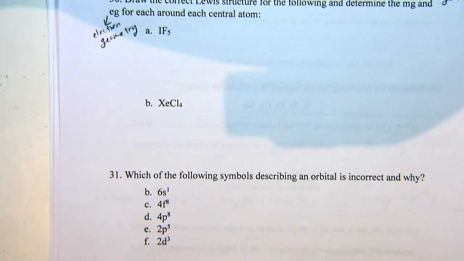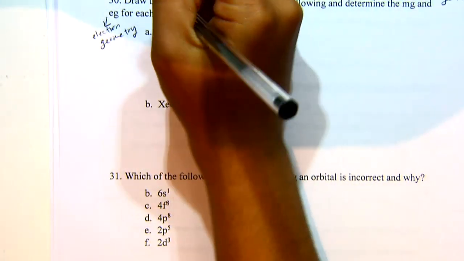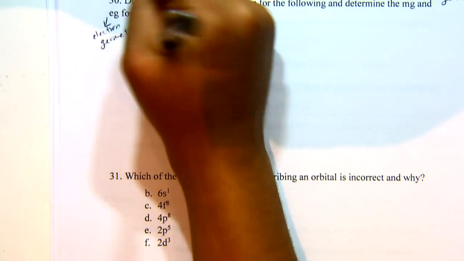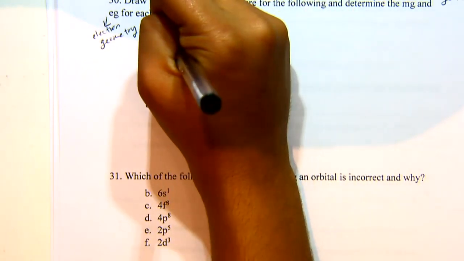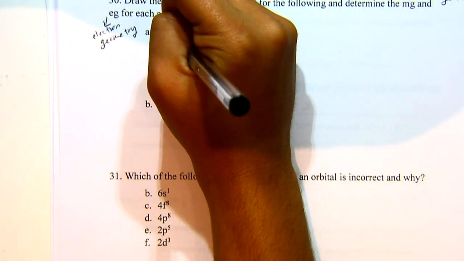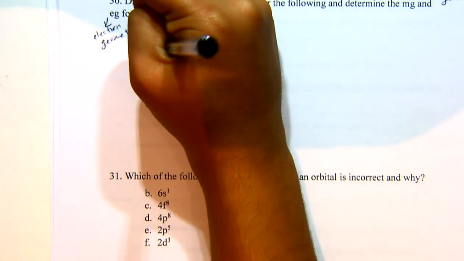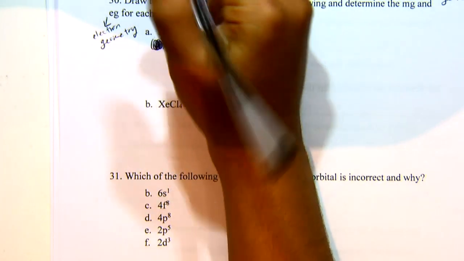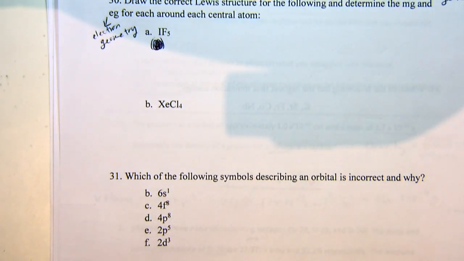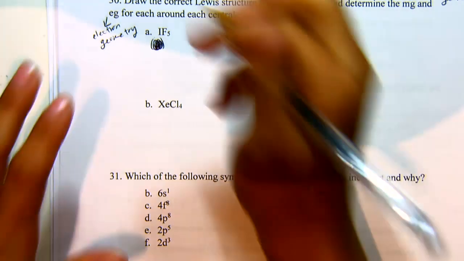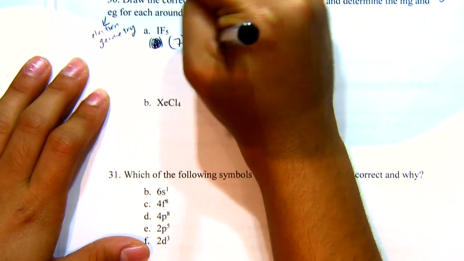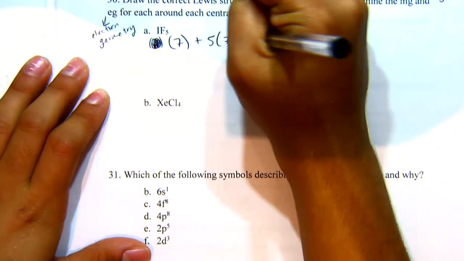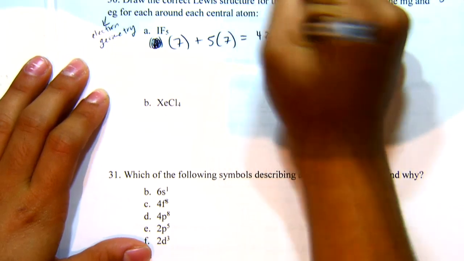So for our first compound, we know iodine has 7 electrons. I was going to do this in a weird way, but we know both iodine and fluorine have 7 electrons, so you could just multiply 7 times 6, and it's the same thing, but for clarification purposes, iodine has 7, plus 5 times 7 for fluorine, which is going to give us a total of 42 electrons.